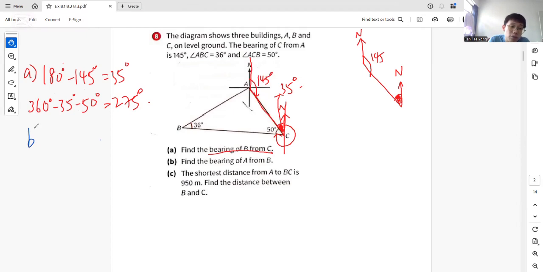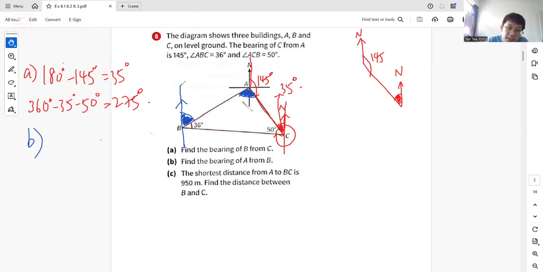Let's move on to part B. Find the bearing of A from B. So from B means we have to draw the same thing, a compass at B. They want this angle over here. This is the bearing of A from B. First thing first, we need to find out what is our angle BAC over here. And then after that, we make use of alternate angle.